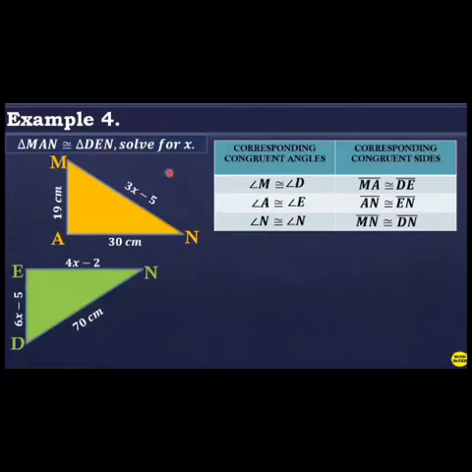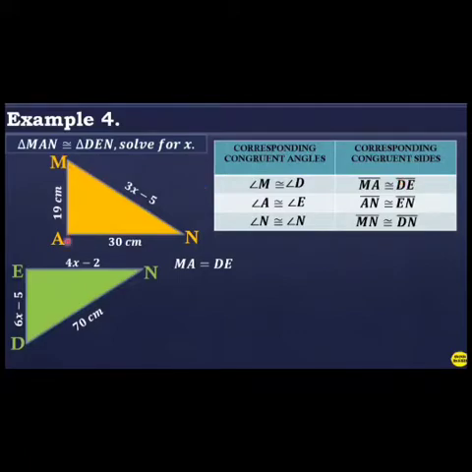So, ang tanong, we will solve for x. So, since ang hinahanap natin dito ay x at meron tayong x dito, dito, at dito, so lahat ng sides ng triangle ay may x. So, ibig sabihin, we will be having 3 sets of solutions here. Okay? So, let's start with MA. So, MA, gamitin natin ito since MA is congruent to DE.